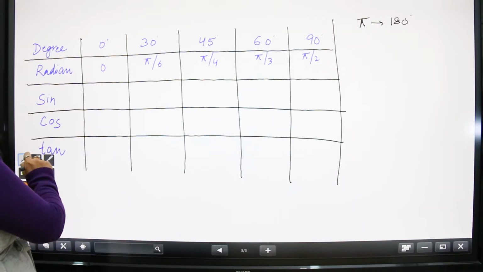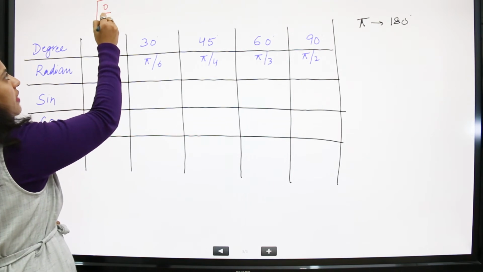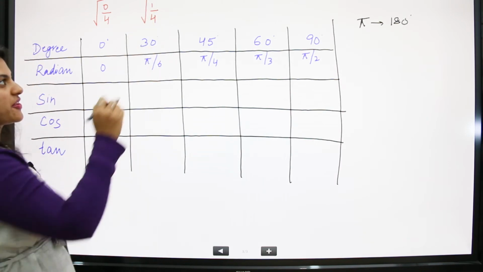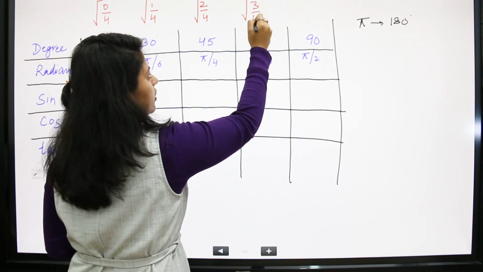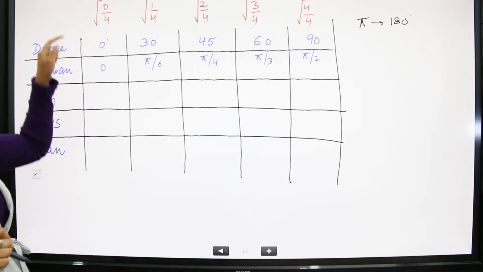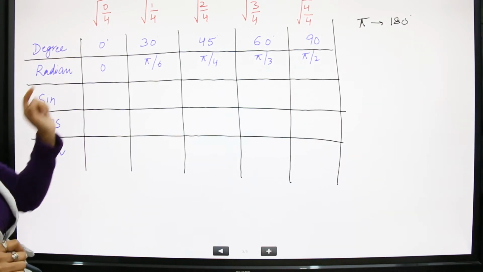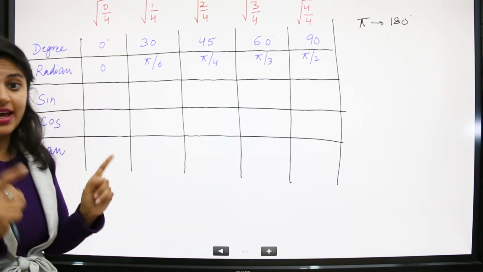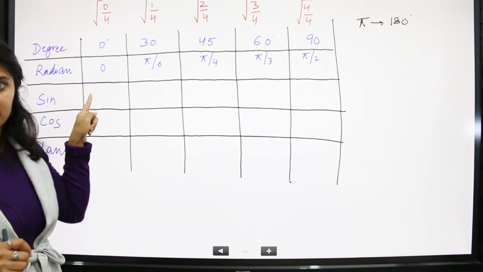So now let's learn the basic rule. I am going to write 0 divided by 4 here, 1 divided by 4 here by putting the square root, 2 by 4 here, 3 by 4 here, and 4 by 4 here. Now I am going to write 0 by 4 here. So there is a square root sign and 0 by 4 in here. So how can we find the value of sine, cos and tan? Let's learn. That's not at all hard. Now I am going to put the values in the sine box.